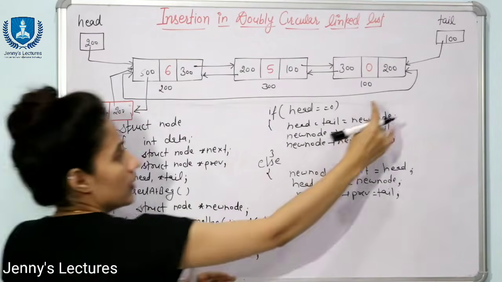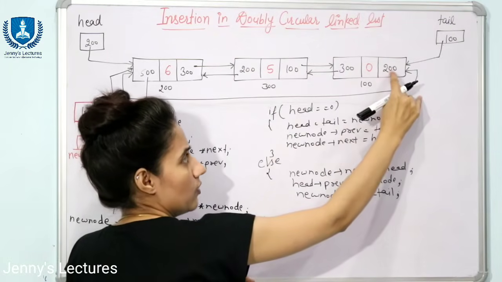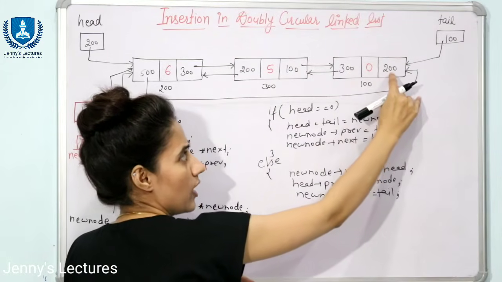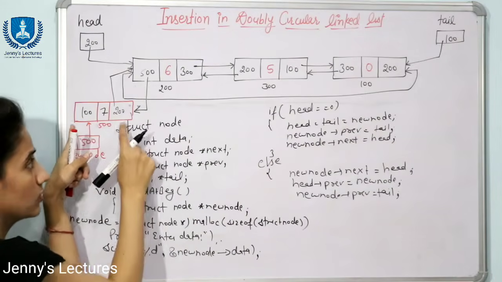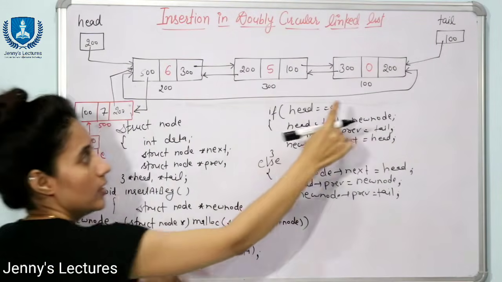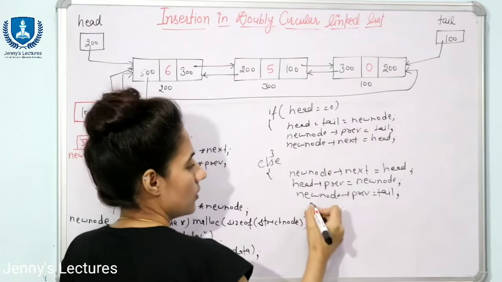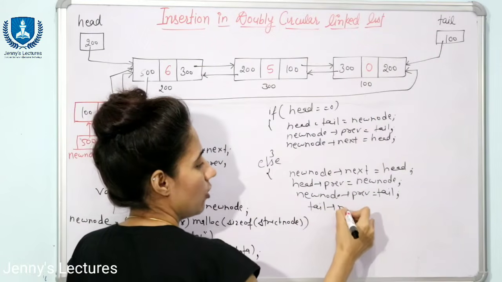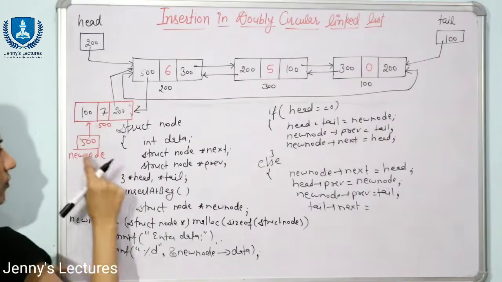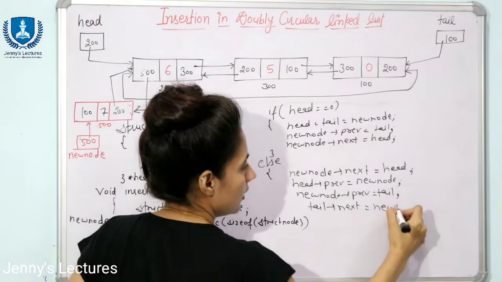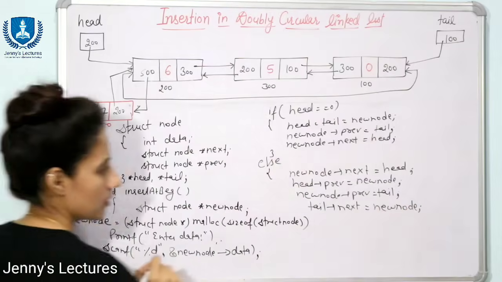Next thing, this pointer: see, now the next pointer of the last node would contain the address of the first node. So this address, that is 500, this should contain. How will you access this? Tail of next. So here I can write tail of next equal to the address of this, that is 500. From where can I get 500? In new node I have 500, right?